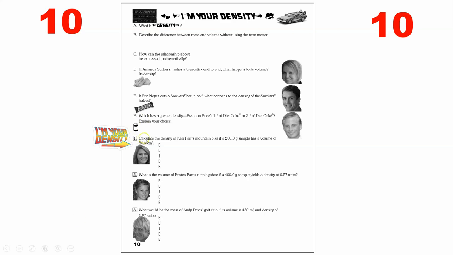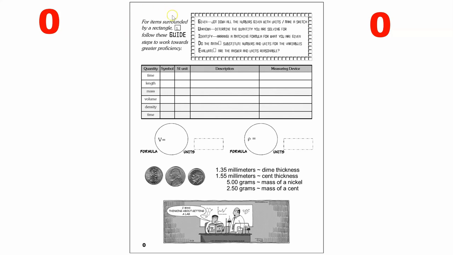We have a rectangle around the item and the guide steps listed here. So you want to take a look at page 0 of your study guide where the guide steps will always be listed. For items surrounded by a rectangle, follow these guide steps to work towards greater proficiency. Now these steps were developed not to be a source of nuisance or extra busy work for you.